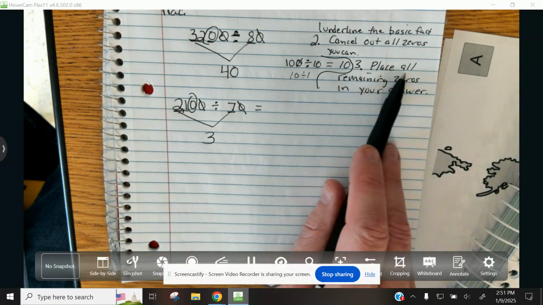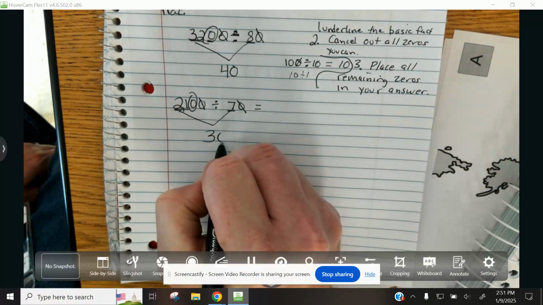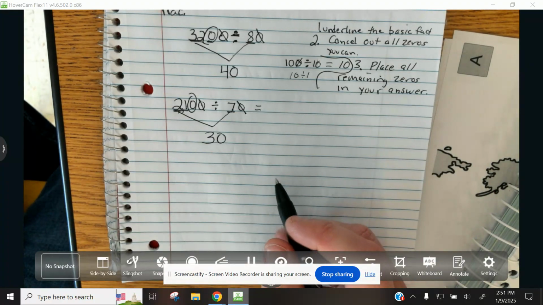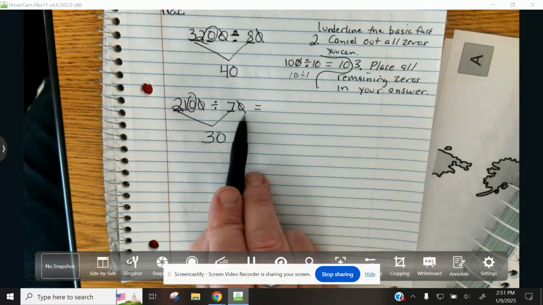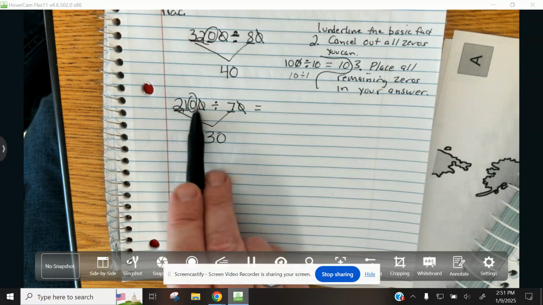So rule 3 says place all remaining zeros in your answer. That's the remaining zero. He's left over, so I'm going to put him here. Okay? So his answer is 30. Now, if the zero was on this side, we cannot do that. Okay? So it's only when it's your dividend.